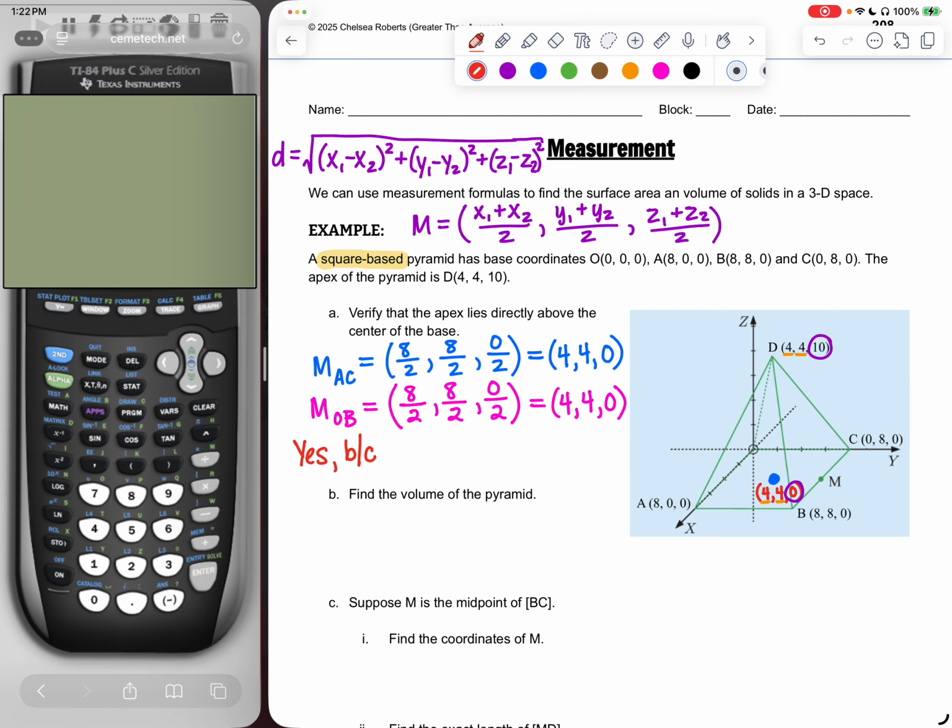because the z values are different. Everything else is the same.